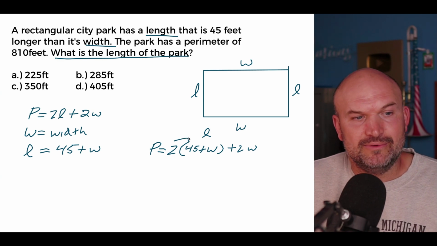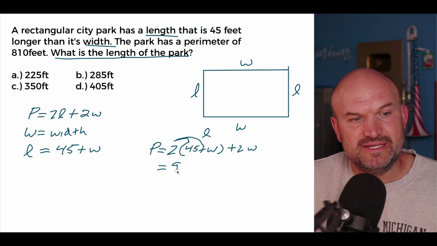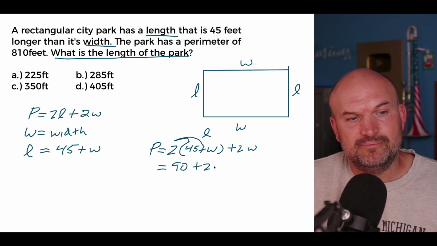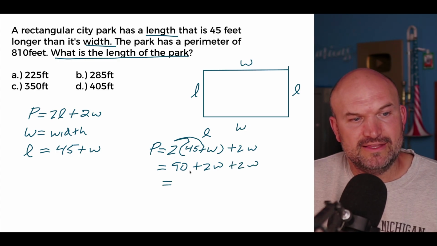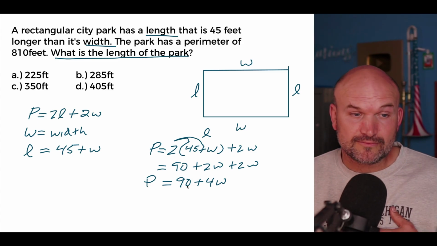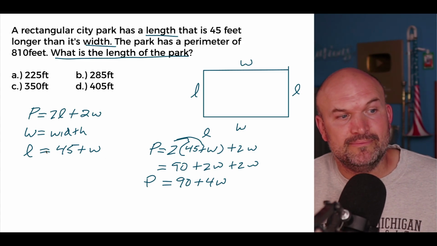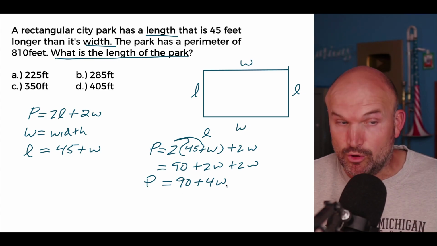So now I can apply the distributive property here. 2 times 45 is going to be 90, and that's going to be plus 2W, right? Make sure you multiply the 2 times both of those terms. And then we have this 2W right here, and therefore 2W plus 2W is going to be 4W. So that is the perimeter in terms of its width only.